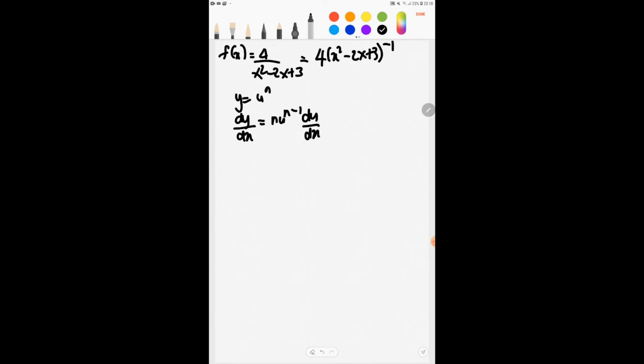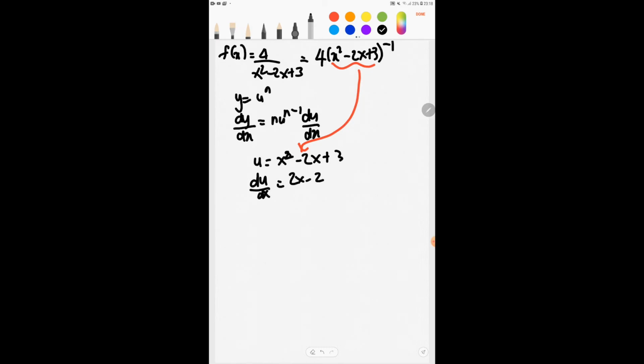Alright, so in this case, what is the u here? u is x squared minus 2x plus 3. Okay, it comes from here. This is the u here. And the du/dx, differentiate that one, we get 2x minus 2.